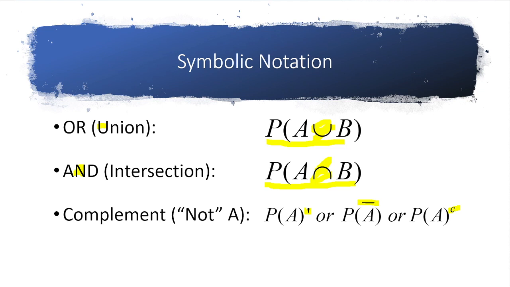So if you recall that all the possible options add up to 100% or 1, the complement of an event would just be 1 minus the probability of the event happening.